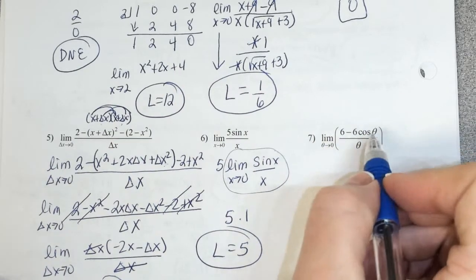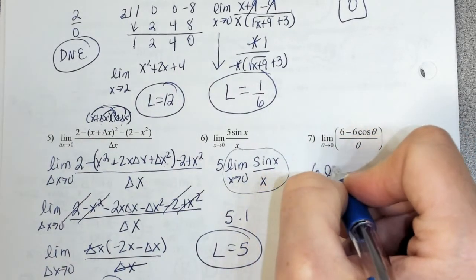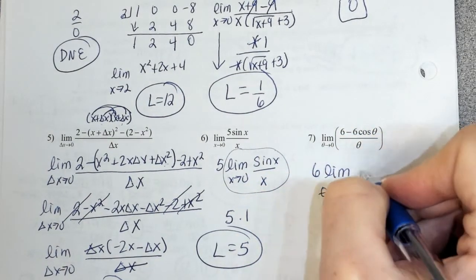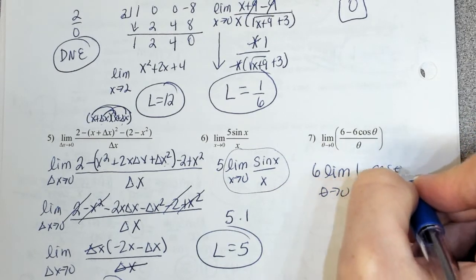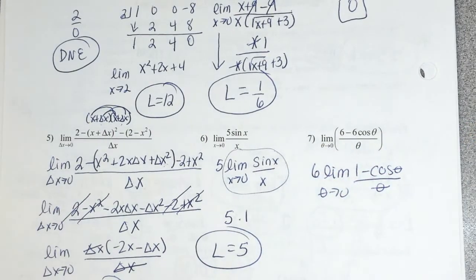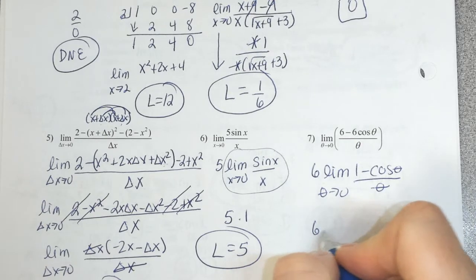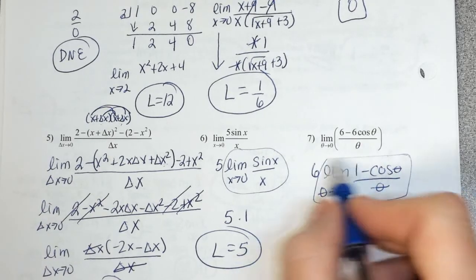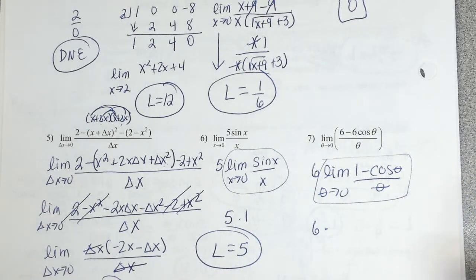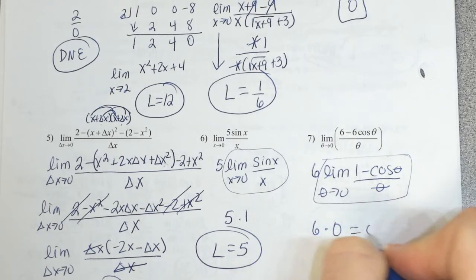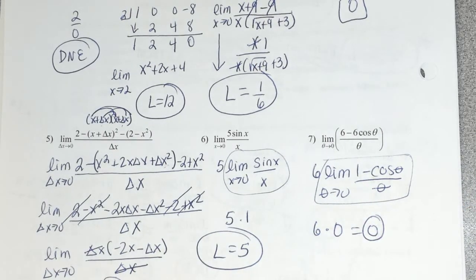For number 7, I factor out the 6. So this is going to be 6 times. Do you remember this limit without looking back? You have to know it. 0. What if you're taking a quiz, though, and you just don't know it? What could you do? Graph it on your graphing calculator. It'll show you that limit.